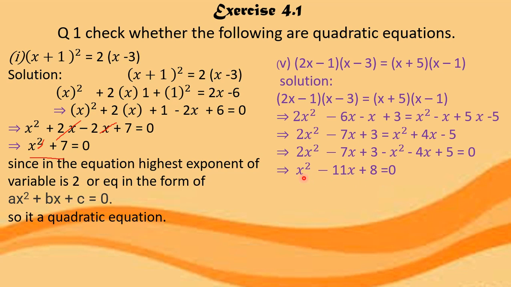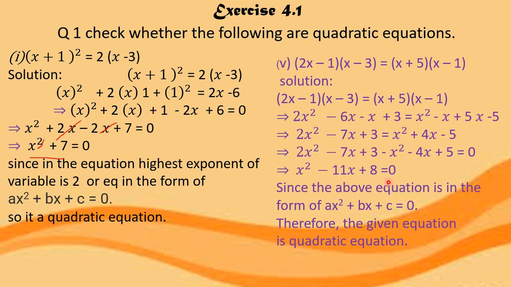Again we observe that the equation we are getting is in the form of ax square plus bx plus c is equal to 0. That means this is also a quadratic equation. So finding whether the given equation is a quadratic equation is very simple. Whatever equations are given, we have to solve them out, and when the final equation we get is in the form ax square plus bx plus c equals 0, then it is a quadratic equation. If not, then it is not a quadratic equation.